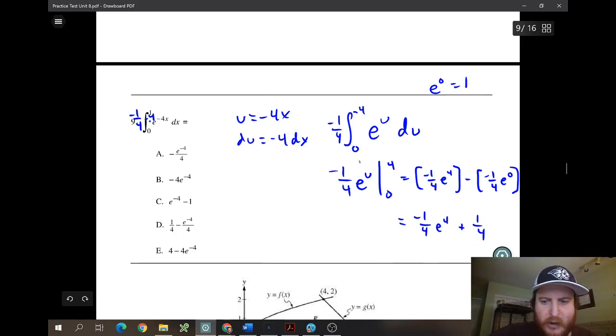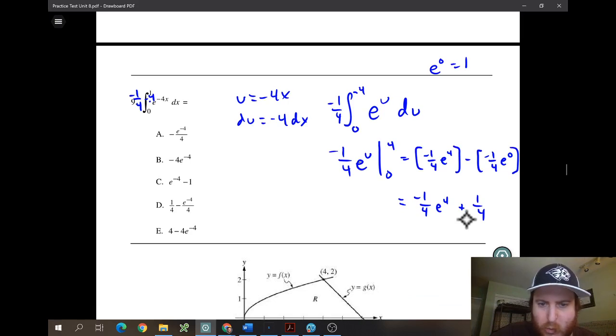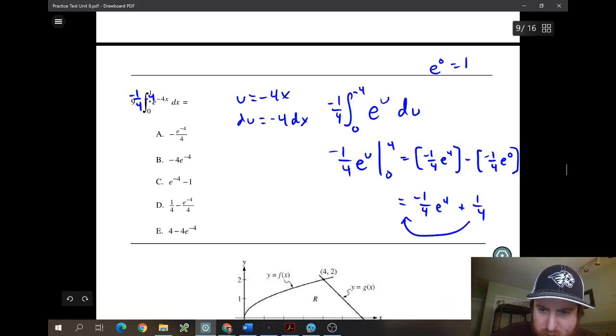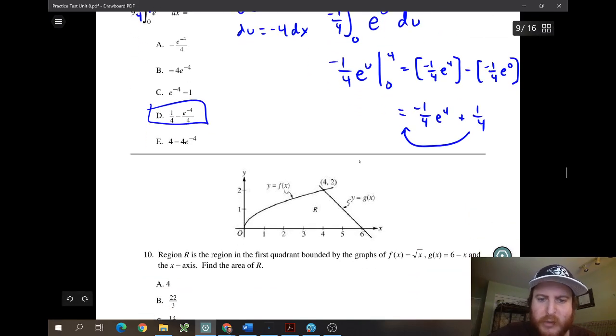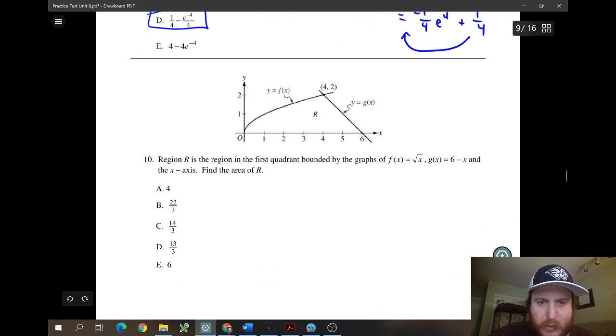Again, none of those are there, but one of them kind of is. It's just that they took this and put it in front. So that's choice D. So be careful about whether they combine like terms or flip the order. That's totally the same answer, right? That's like the commutative property from 8th grade math.